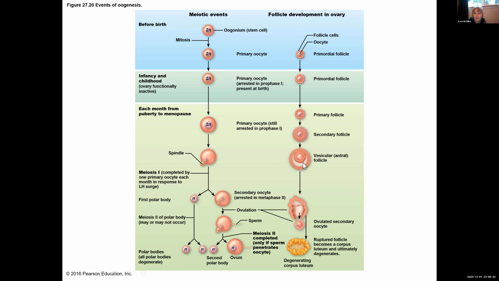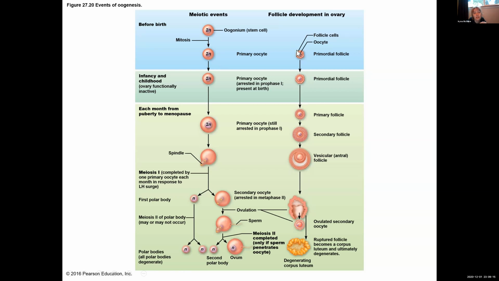And when we have fluid, we have a space inside, right? And this follicle is called a vesicular or antral follicle. And then the vesicular follicle became bigger, the antrum became larger, and the mature follicle is called a Graafian follicle. And you see here the ovulation happens. So the secondary oocyte is ovulated. And whatever is left from this follicle became corpus luteum, and then it degenerates, right?